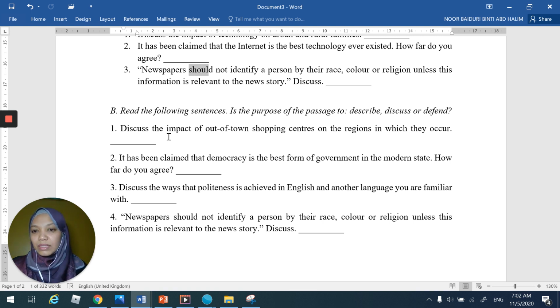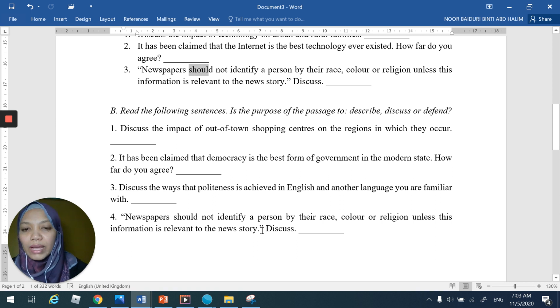Number three, discuss the ways that politeness is achieved in English and another language you are familiar with. So this one, I would say, is to describe. You have to describe ways that politeness is achieved in English and another language you are familiar with. So in English, how is politeness portrayed? And what about in another language?